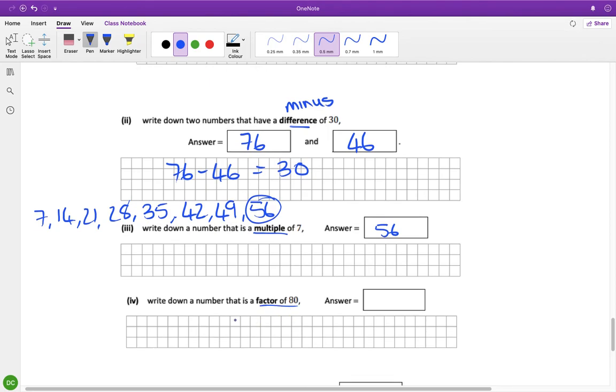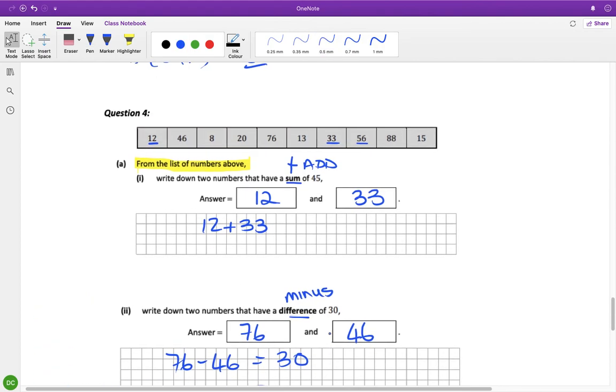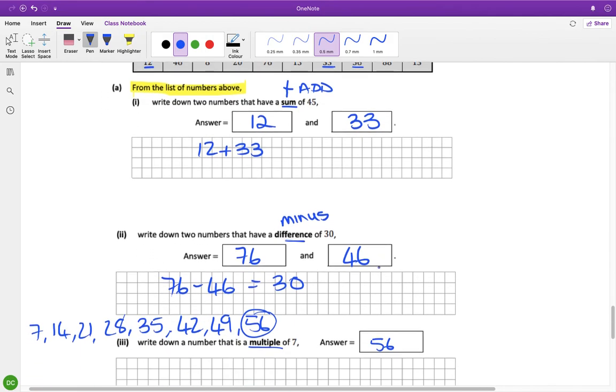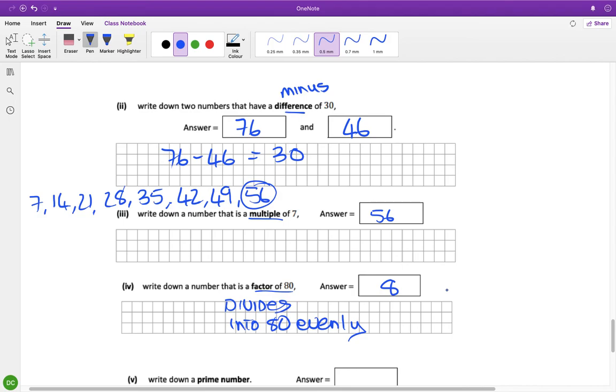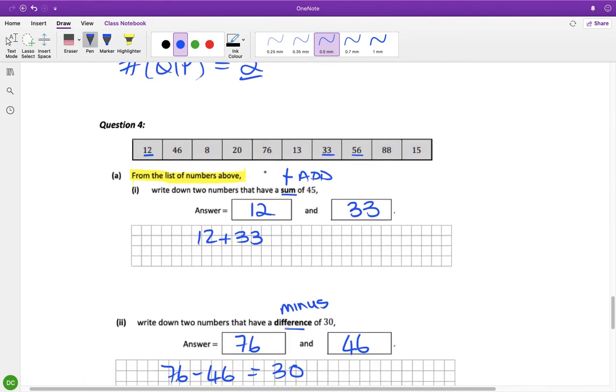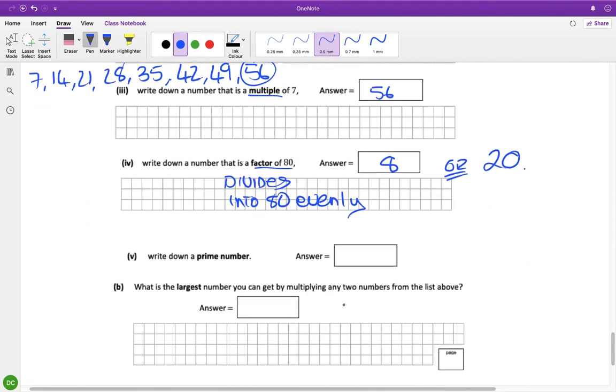Factor of 80, so that's a number we did factor already that divides into 80 evenly. I think I saw actually a few of them. 8 would divide into 80, 20 would divide into 80. And that's it, I think, actually. So either of those. So 8 would divide into 80, and you could also say 20 divides into 80. A prime number, so we talked about prime numbers, they have only 2 factors. 13 is definitely prime. I think that's the only one.